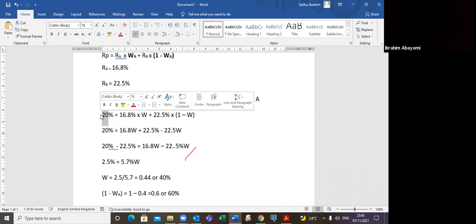So that is the percentage you need to invest on A and B, so that the return on the portfolio will be 20%.